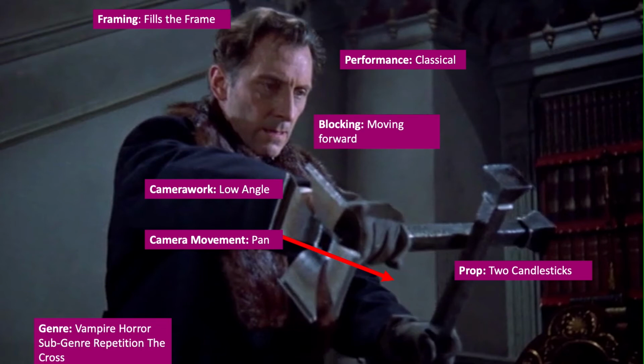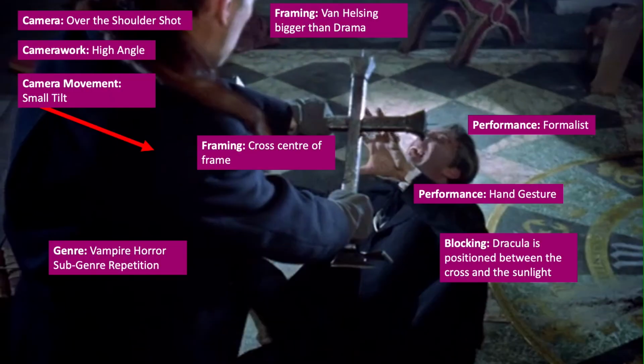In terms of props, you've got two candlesticks. Now they're put together like a cross, which is vampire repetition. So the cross is used to defeat vampires. It represents good. We have an over-the-shoulder shot, so we can see the relationship of the two characters.